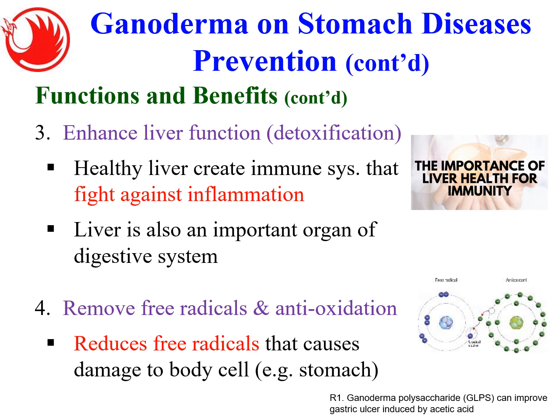Next benefit from taking this tincture would be enhanced liver function, detoxification, because liver will filter blood, by clearing the so-called toxin from the medication and the alcohol. And a healthy liver actually creates immune system that fights against inflammation. And the liver is a key frontline immune tissue because they are ideally positioned to detect pathogens entering the body via the gut. So liver is also an important organ for digestive system.